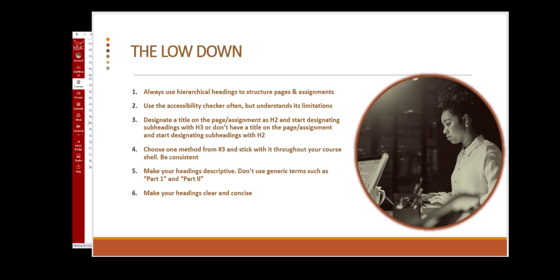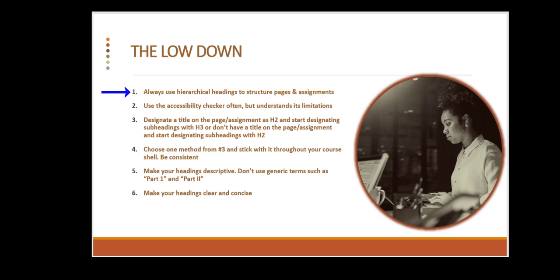Here's our checklist. Number 1, always use hierarchical headings to structure both pages and assignments. Number 2, use the accessibility checker, but understand it's got its limits. Number 3, designate the title of a page as H2 and start designating subheadings with H3. Or don't have a title on the page and start designating subheadings with H2.